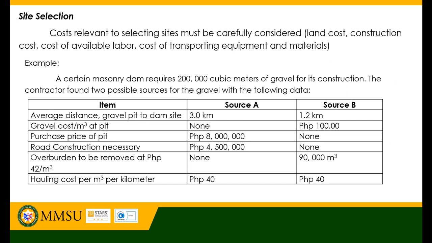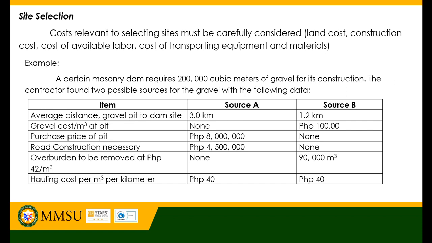So, bibilhin mo yung pit daw, yung kung saan ka kukuha. Sa source A, 8 million. Bibilhin mo yung site. 8 million ang bayad. Source B, walang bayad. Okay? Although sa source B, pag kukuha ka, may bayad na 100 pesos per cubic meter. So, road construction necessary. Sa source A, kailangan nating mag-construct ng road kasi siguro walang existing road. Okay, kailangan naman ng road kapag kumuha tayo. That's 4,500,000. Source B, wala. Siguro may existing road na sa may source B.